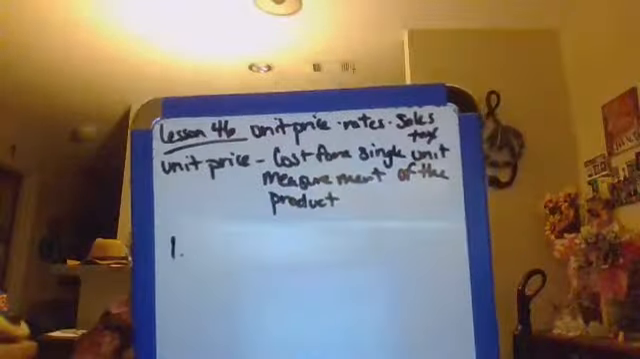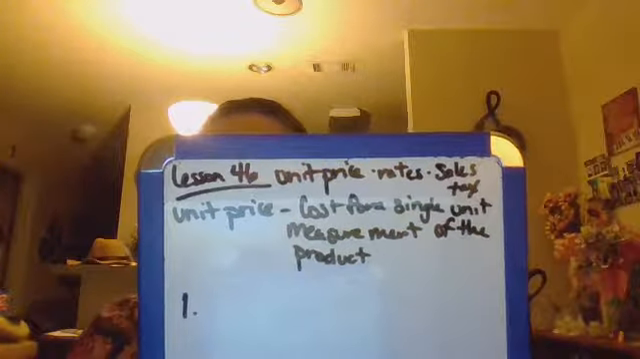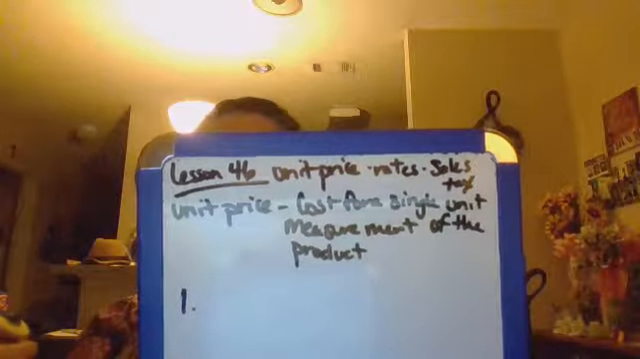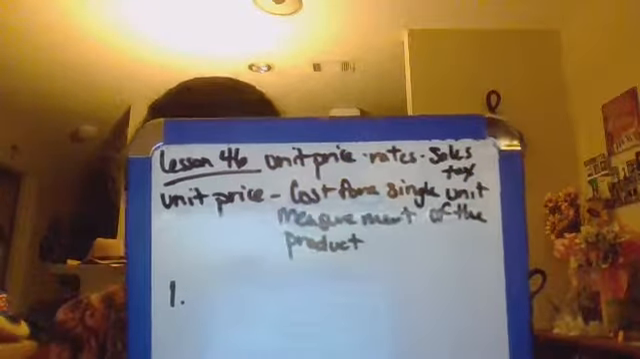Right, so lesson 46 is about unit pricing, rates, and sales tax. So there's three different things, and we're going to go through each individually. The first thing that we're going to talk about is a unit price. A unit price is the cost for a single unit measure of a product. So the cost of a single unit measurement of the product.